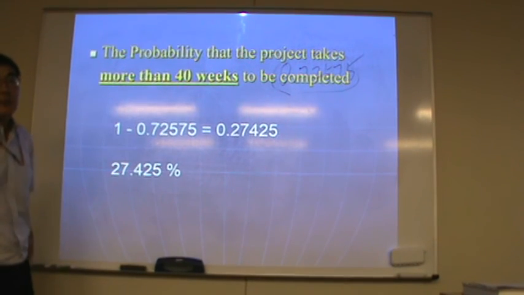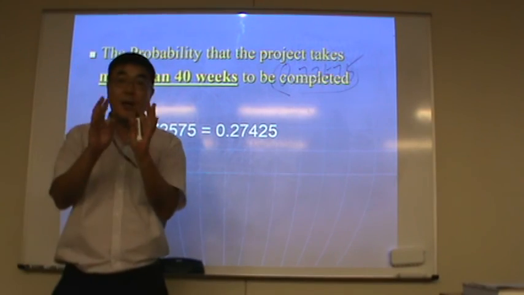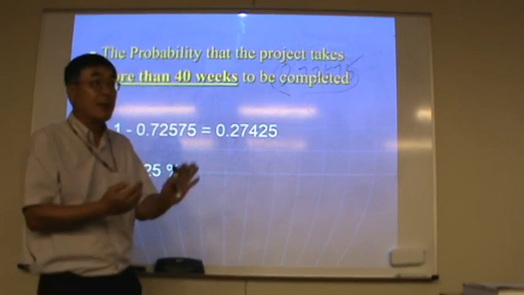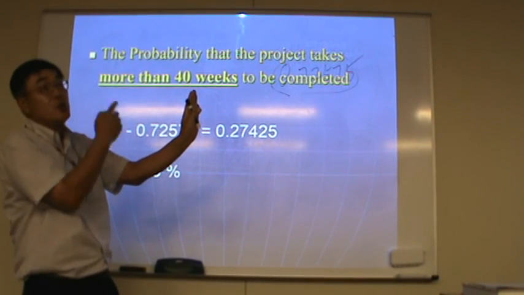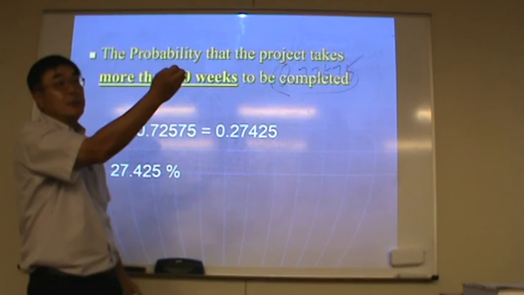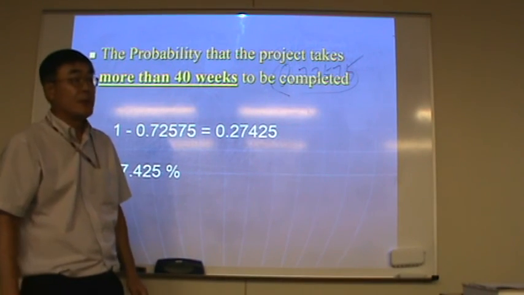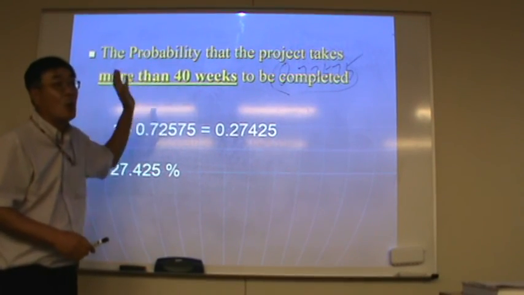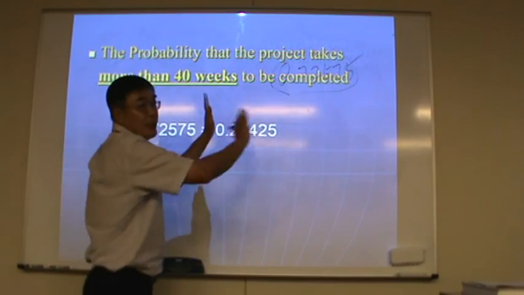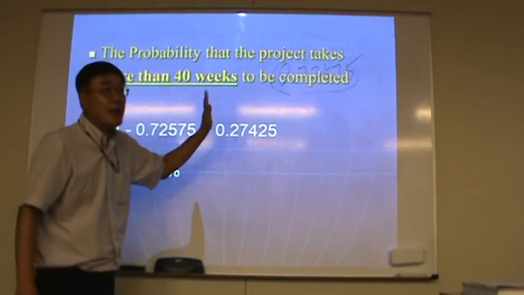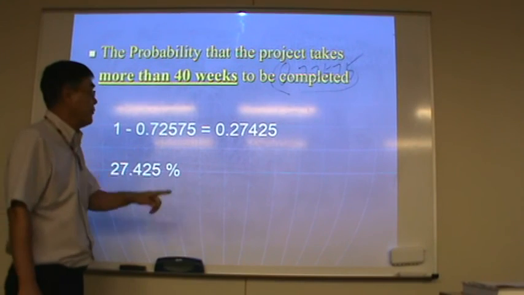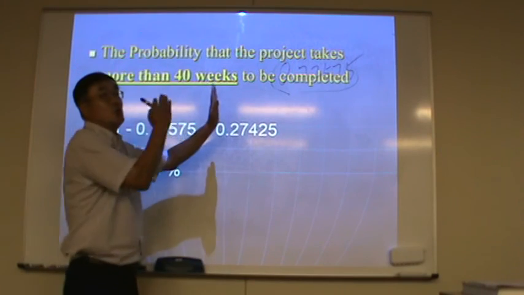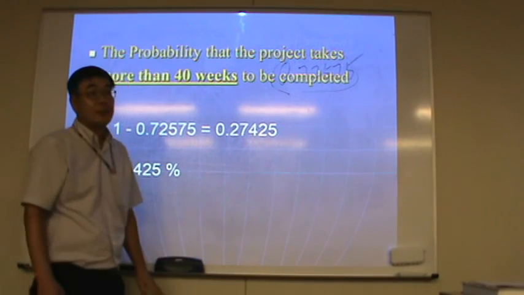27.425%. Okay, if the question asks in or less than, that means the left side, right? Using that given area. If the question asks more than or longer than, then it is the right side, right? If it's the right side, you should subtract from 1, because the chart gives you only the left side. Do you know what I mean?